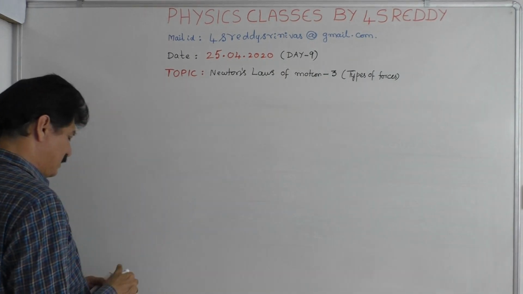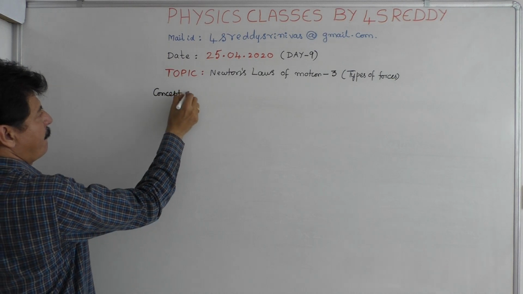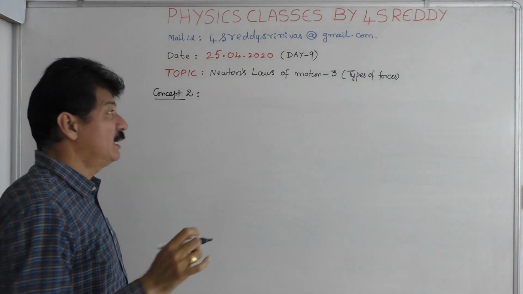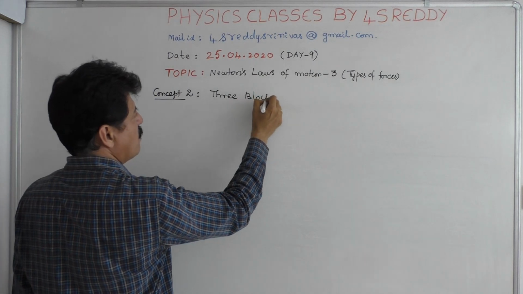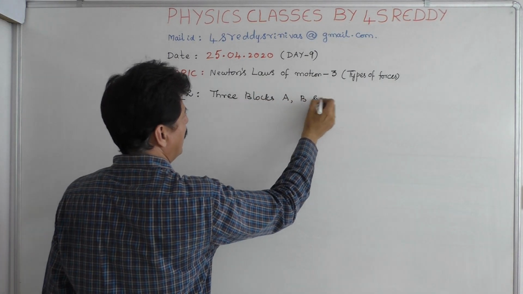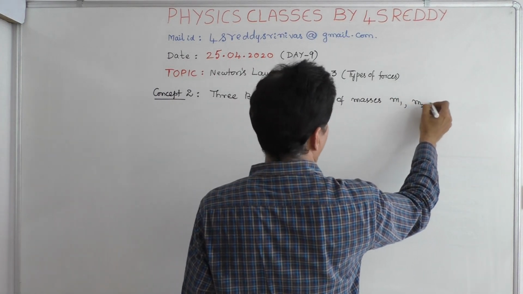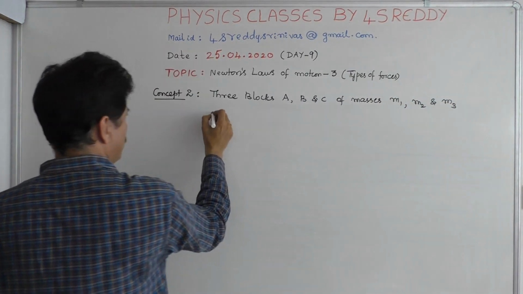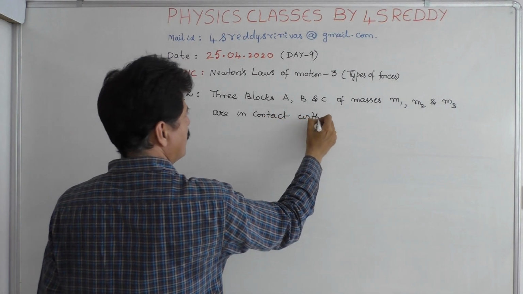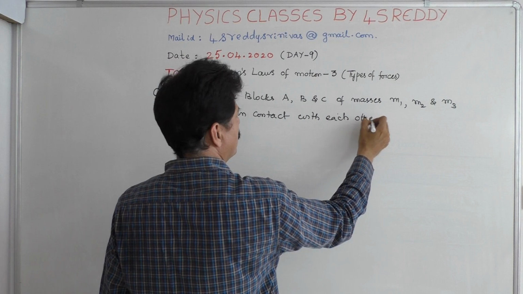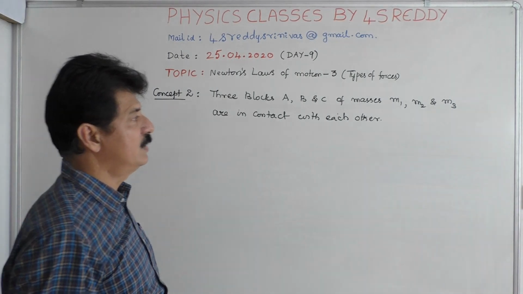The second concept is concept 2. What you are given is 3 blocks, capital A, capital B and capital C, with masses M1, M2 and M3, which are in contact with each other.